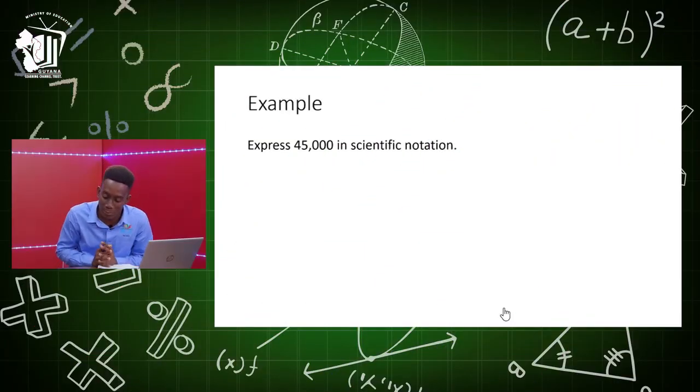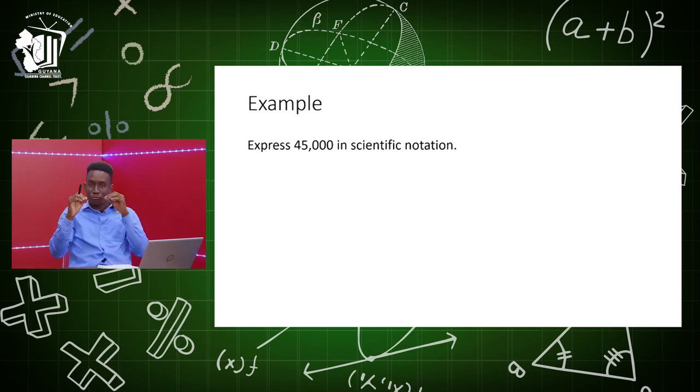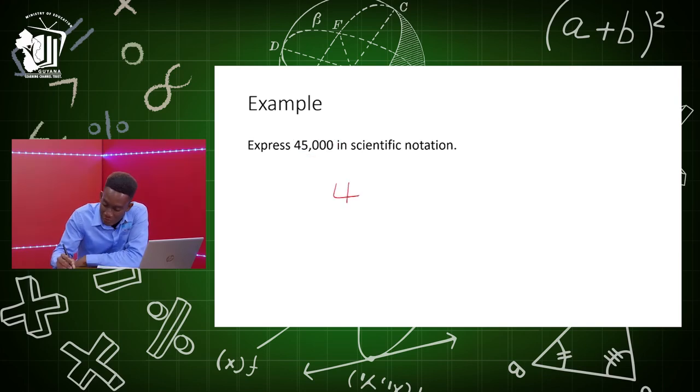So the first example, we want to express 45,000 in scientific notation. So the first thing, 45,000 is a number greater than 1. So of course, whatever power we raise 10 to, it has to be positive because 45,000 is greater than 1. So we have 45,000 and we want to write that in scientific notation.